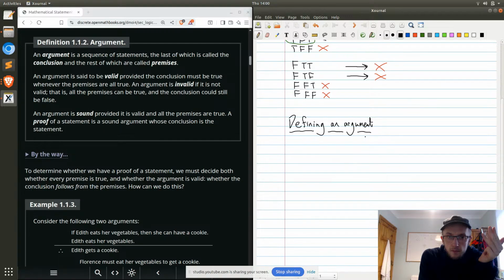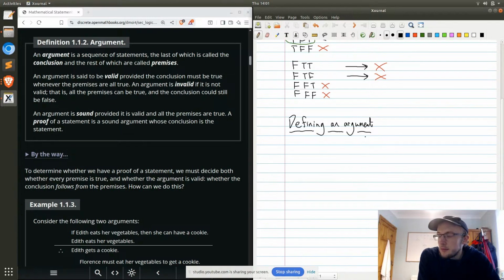And otherwise, an argument is invalid. And an argument's soundness points to whether the premises are true or not. So I just gave an example of an argument that is valid but unsound. And now I will give an example of an argument that is invalid but sound.